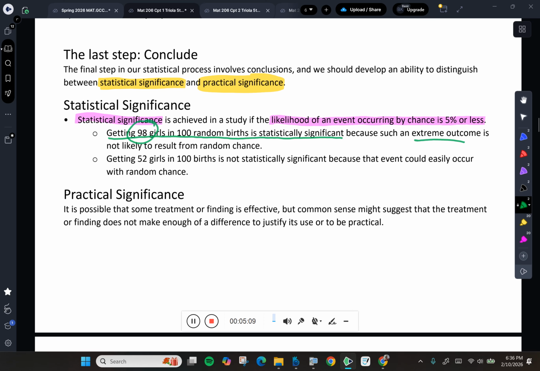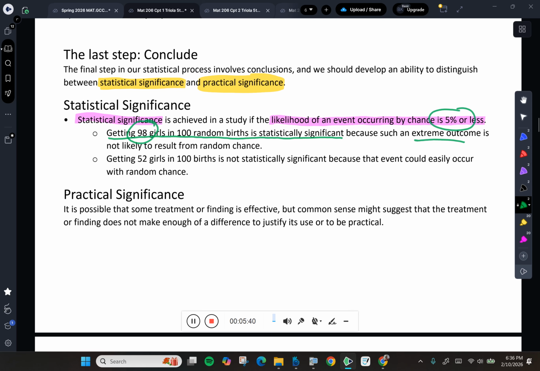It's an extreme outcome that has a probability, a likelihood of occurring of way less than 5%. So we would say, wow, that shouldn't just happen by chance. So that's most likely statistically significant. And I know there's at least one person who is saying, but it could happen. Yes, statistically significant doesn't mean it can't happen by chance. It just means it's extremely unlikely to have happened by chance.